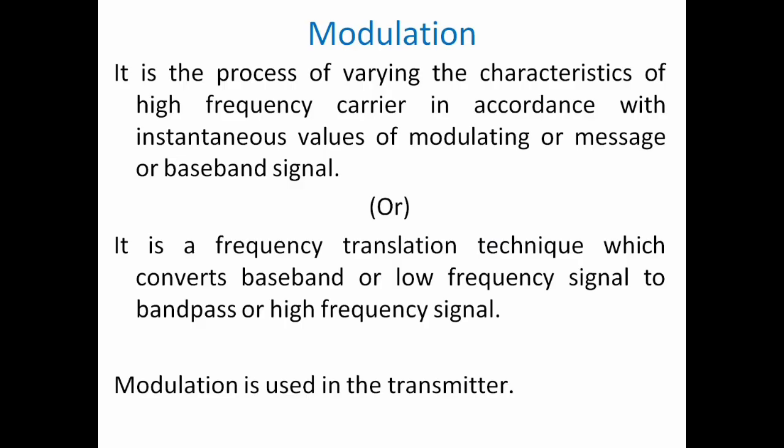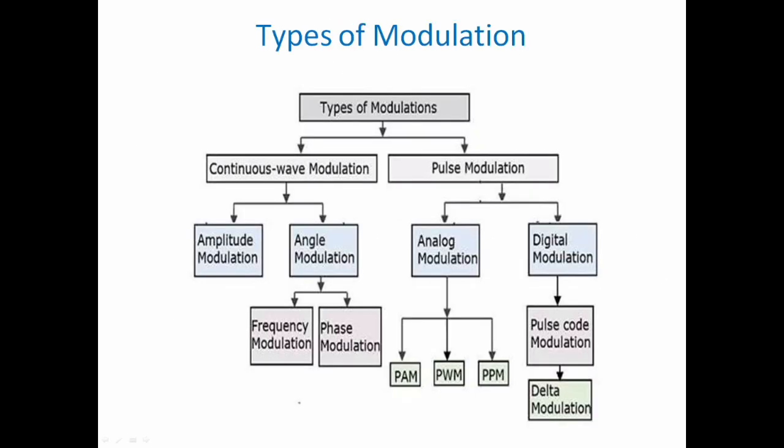So next one is the types of modulation. There are two types of modulation: first one is continuous wave modulation, then pulse modulation. Continuous wave modulation has two main types: amplitude modulation and angle modulation. Amplitude has only one type, angle has two types: frequency modulation and phase modulation.